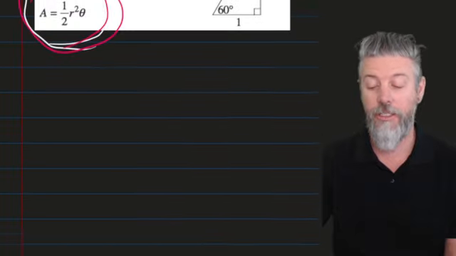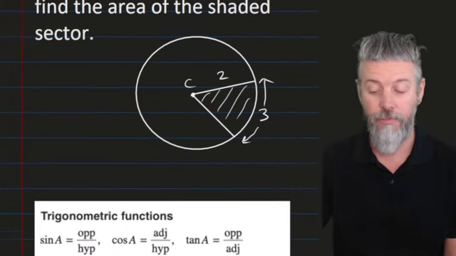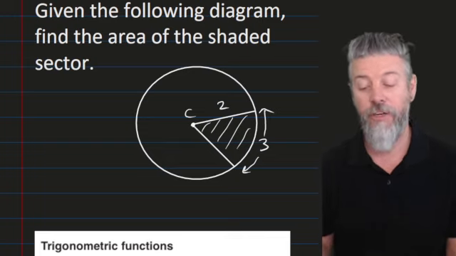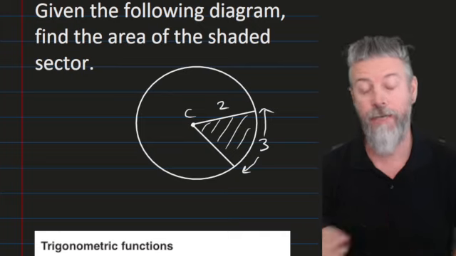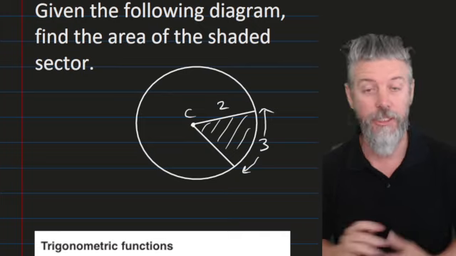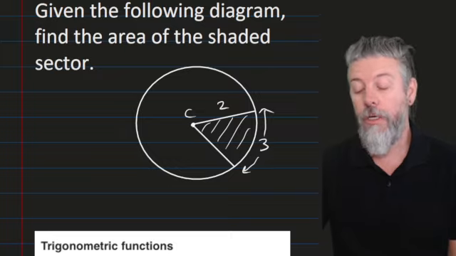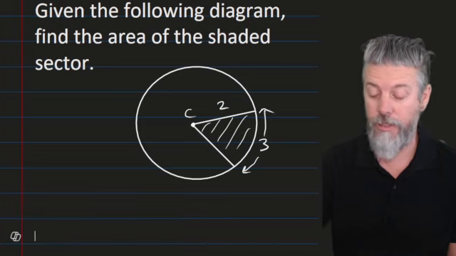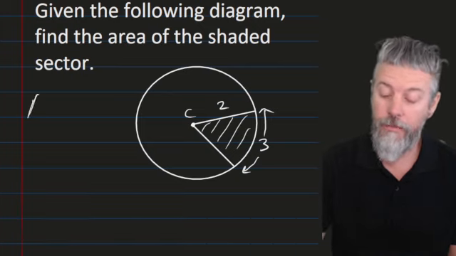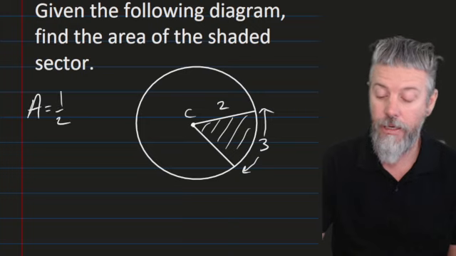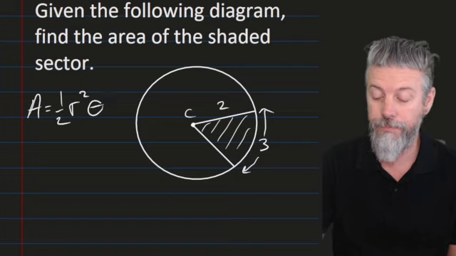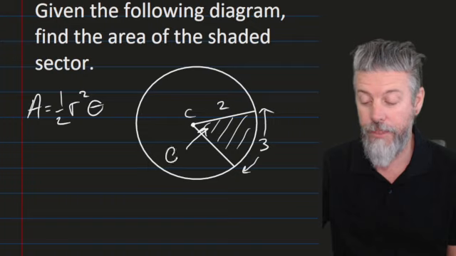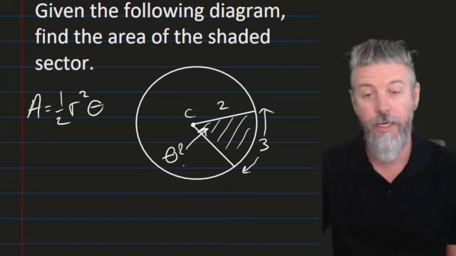Okay, so now let's go and have a look at a question and let's try and utilize them. So here's our question. Given the following diagram, find the area of the shaded sector. So this is a two-part question, and it uses both formulas. If we want to find the area of this sector, we've learned that it's a half r squared theta. But we notice that in our sector here, we don't have a theta. We don't know what it is. We need to work that out.